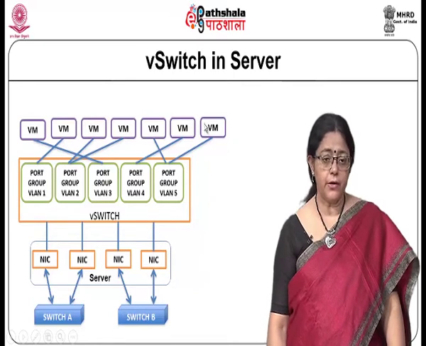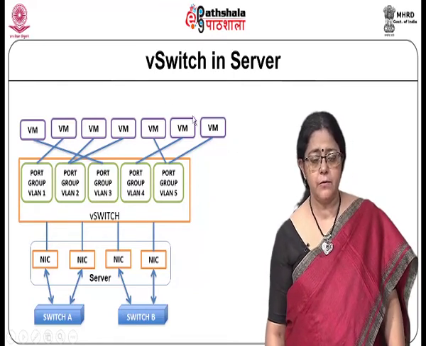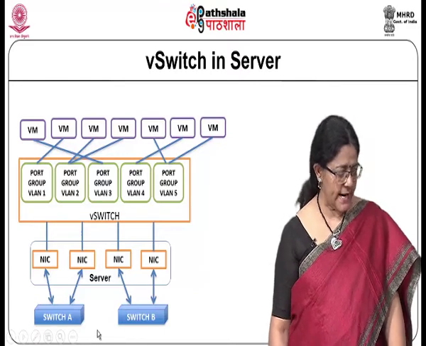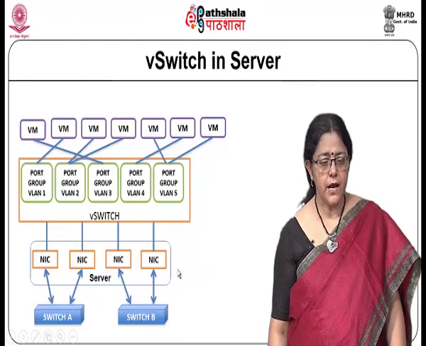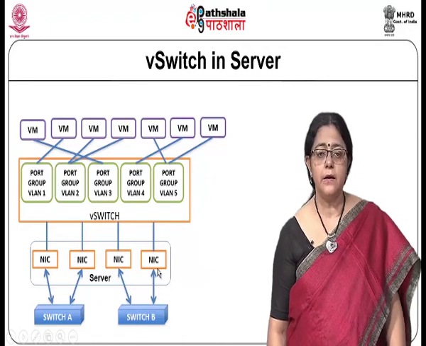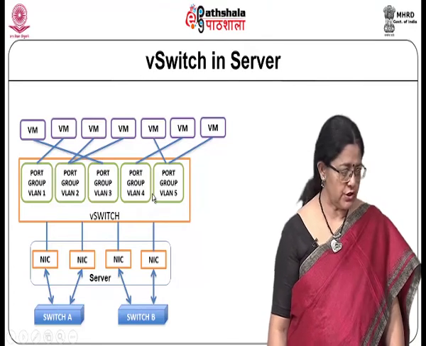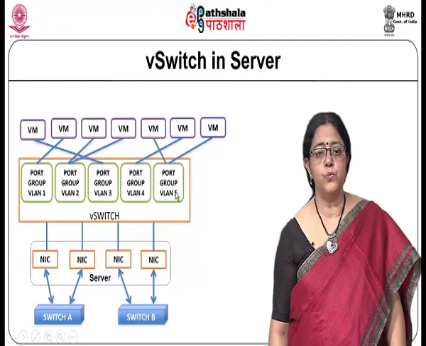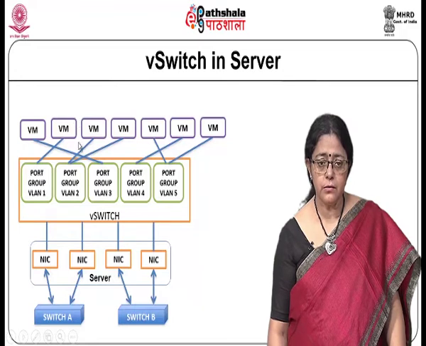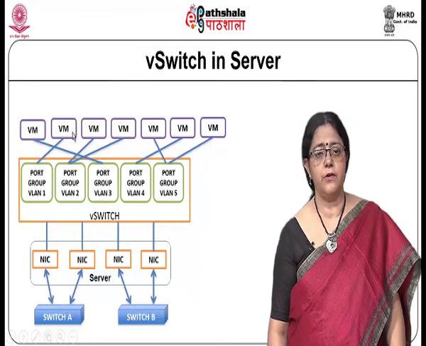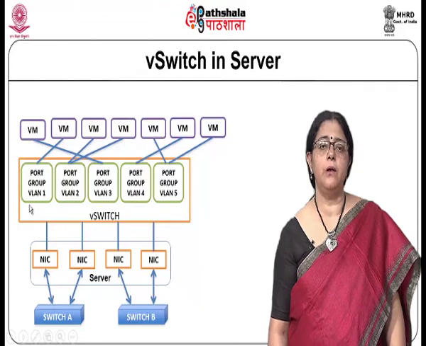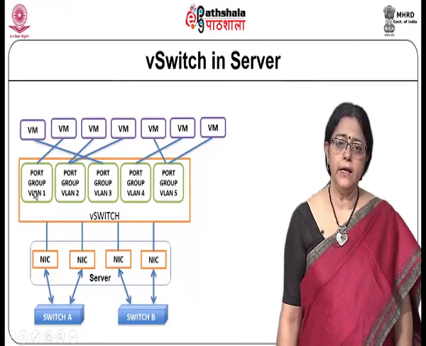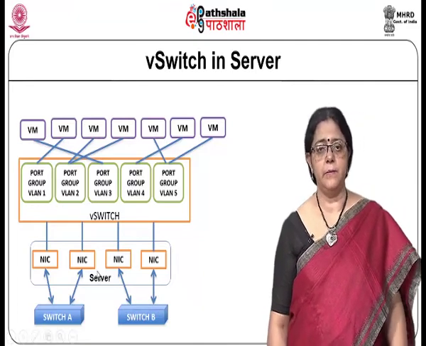So, here is the overall example of how things are done in a server. These are the two switches, switch A and switch B. This is the server having the NIC cards, the NICs, and using the switch we can have the different VMs connected to different groups. So, whether the two VMs belong to the same server or not, they can be made to belong to different VLANs by using the VLAN segmenting mechanism.